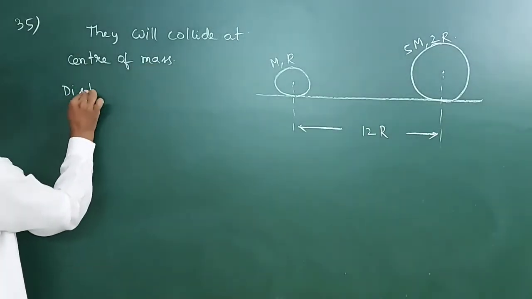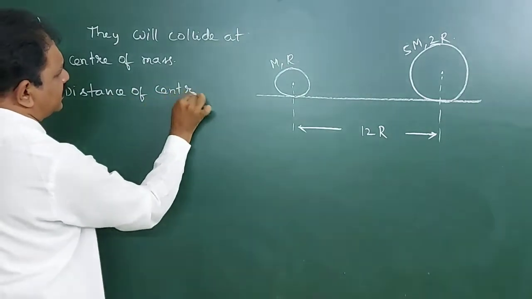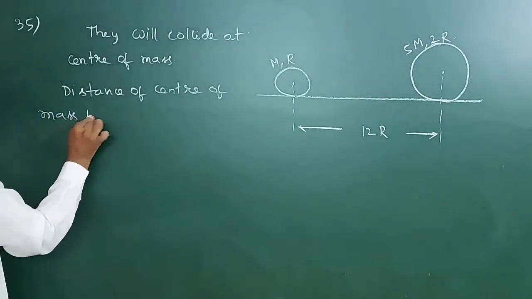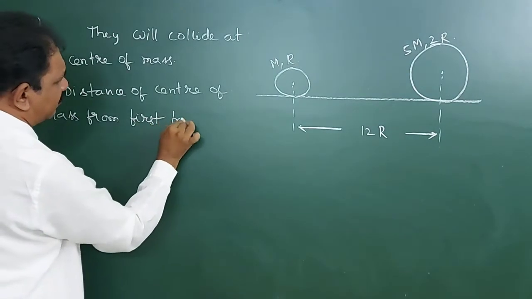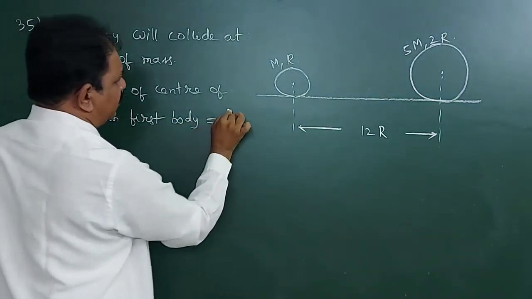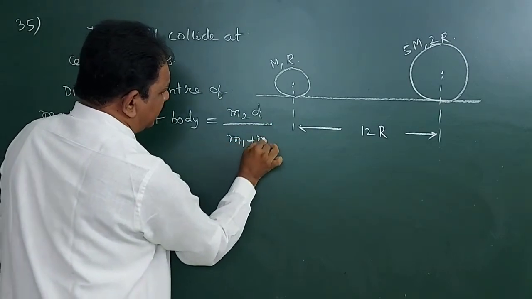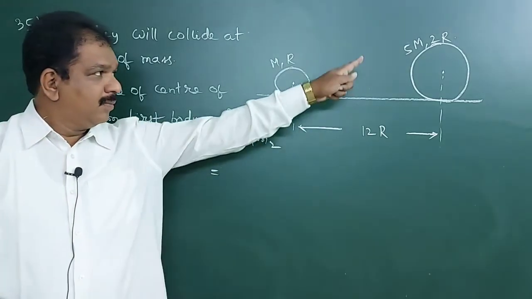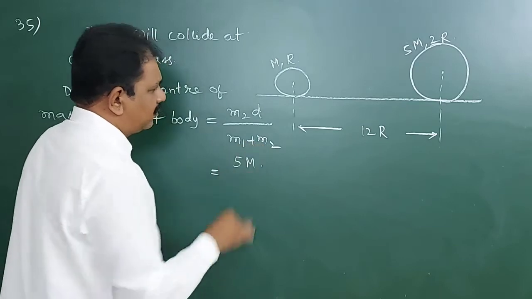Distance of center of mass from the first body is equal to m2d by m1 plus m2. This is the formula. The mass of the second body will be 5m.